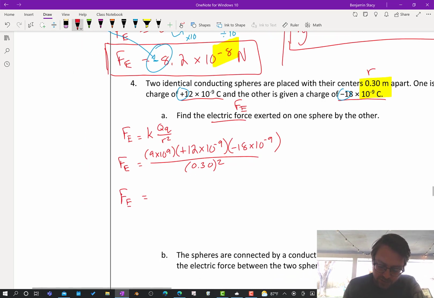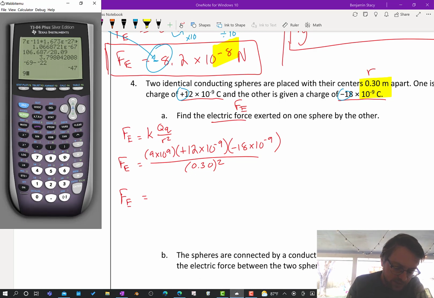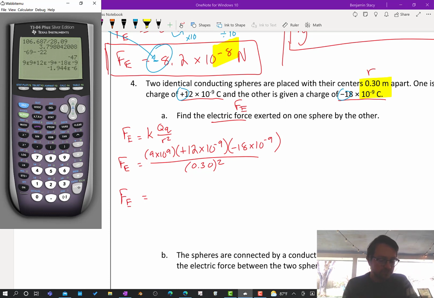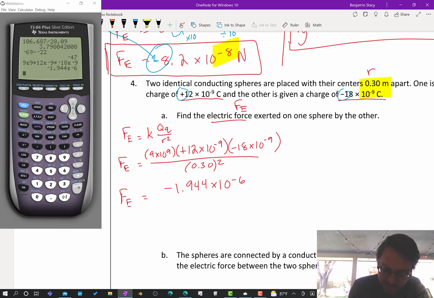All right, let's for this one just put everything in at once. 9 times 10 to the 9 multiplied by positive 12 times 10 to the minus 9 multiplied by, let's do negative 18. So we get our negative sign in our answer to indicate a force of electrostatic attraction, the minus 9. And I've got minus 1.944 times 10 to the minus 6.